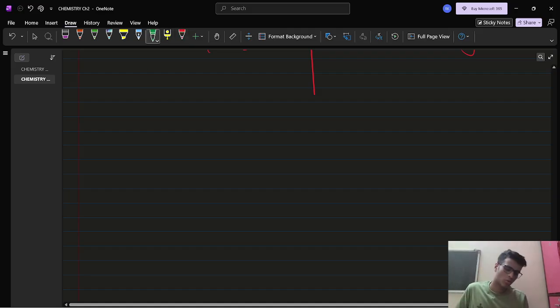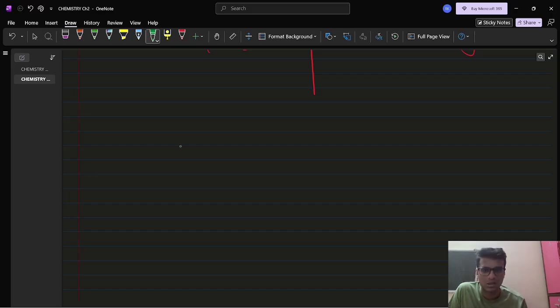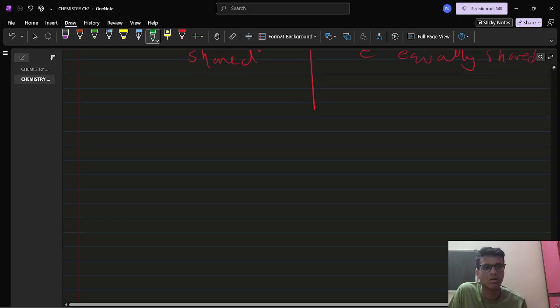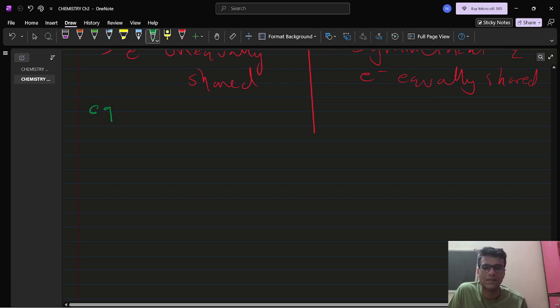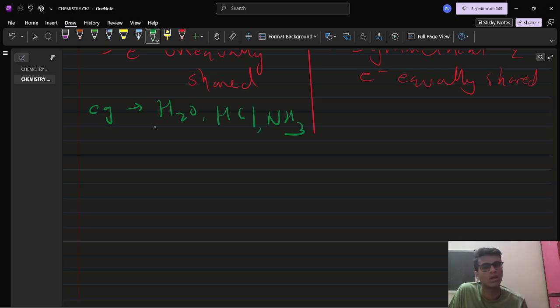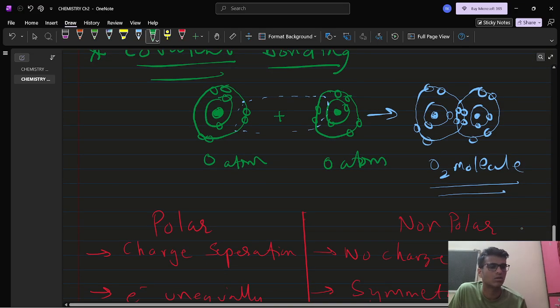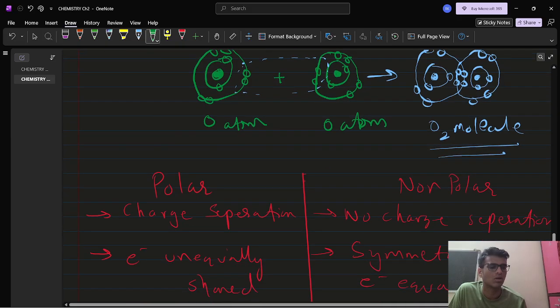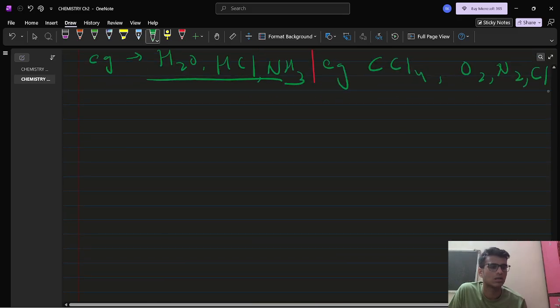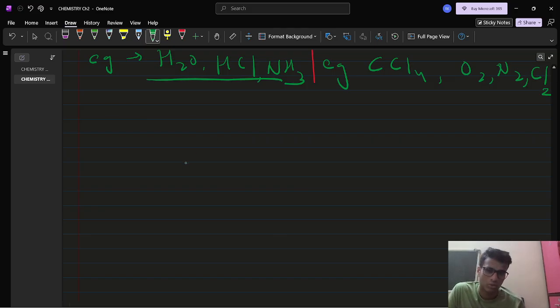So, what I mean by polar is कि take for example, example भी बता देता हूँ अभी. So in polar, examples are water, HCl, ammonia. ये याद होने चाहिए. In non-polar, examples are carbon tetrachloride, O2, N2, Cl2. Right. So water molecule I'm drawing. I'm drawing the dot and cross structure, है ना?